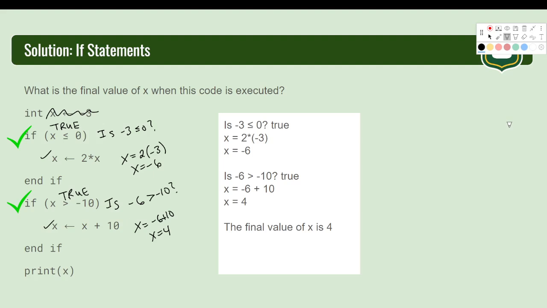Anytime you update a variable, so if you execute a line of code and the variable gets updated, you're going to continue with that updated variable. You can't go back to the old one once you've redone it. So here we're going to print 4.